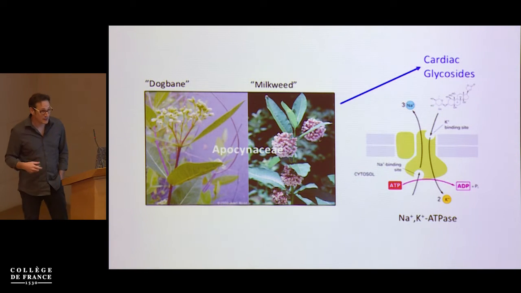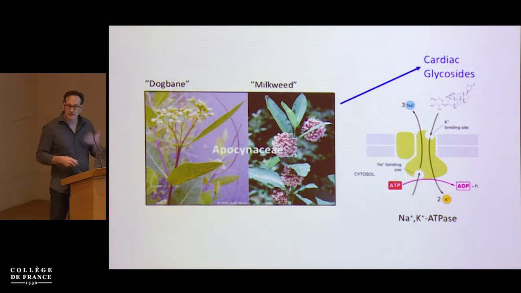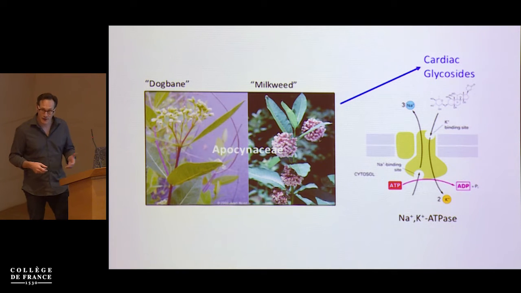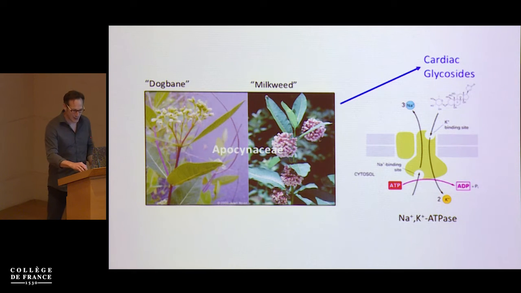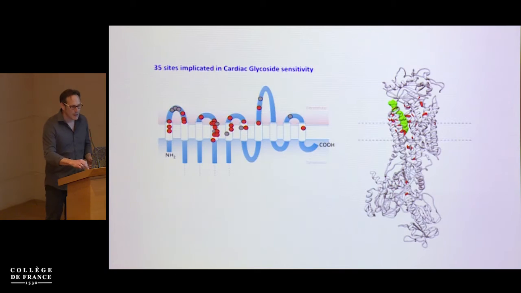In fact, we as a species have been using cardiac glycosides for hundreds of years medicinally to treat common conditions like cardiac arrhythmias, congestive heart failure, and a number of others. And incidentally, people accidentally poison themselves. I think it's about 1,000 cases a year of people accidentally eating cardiac glycoside-containing plants.